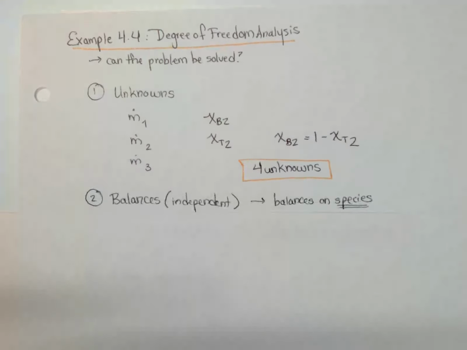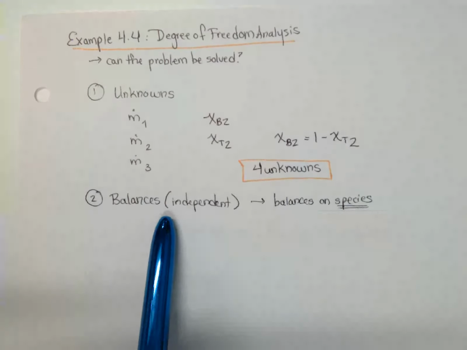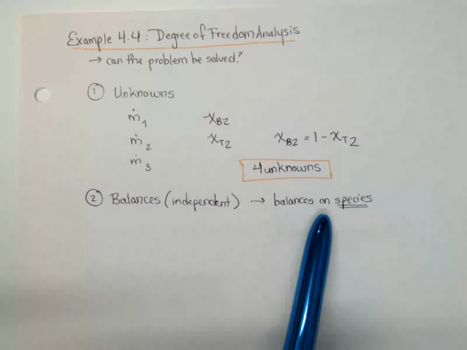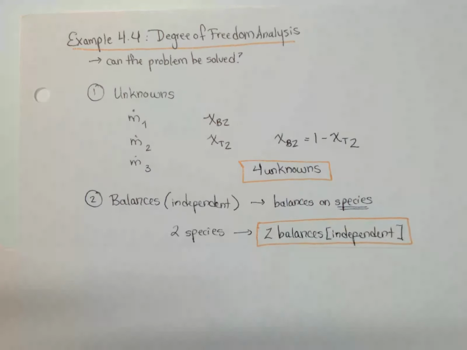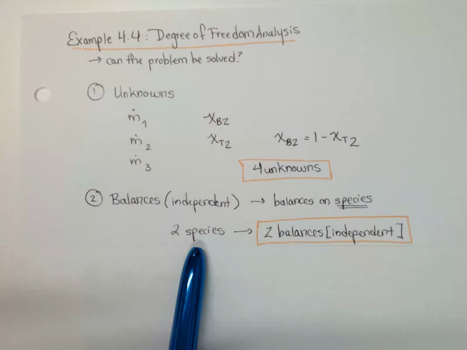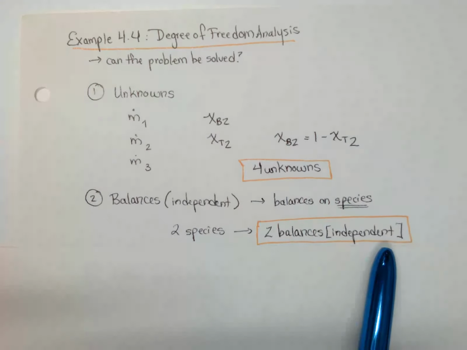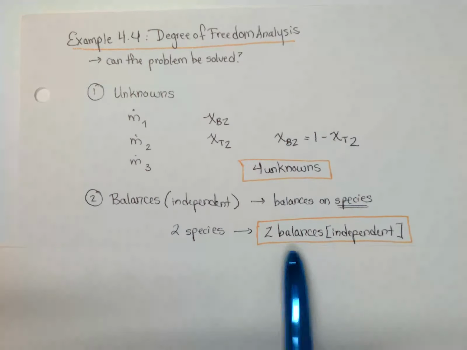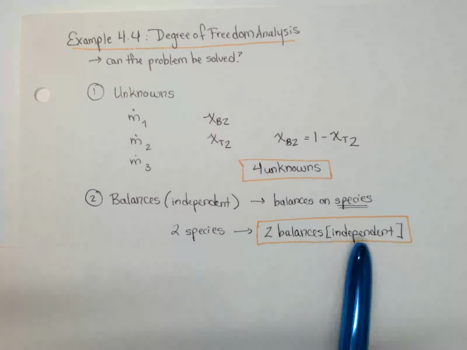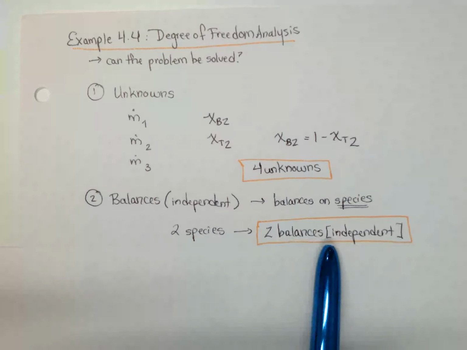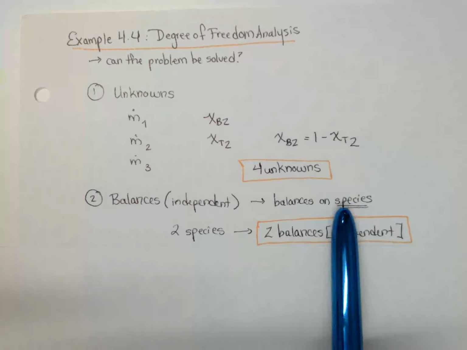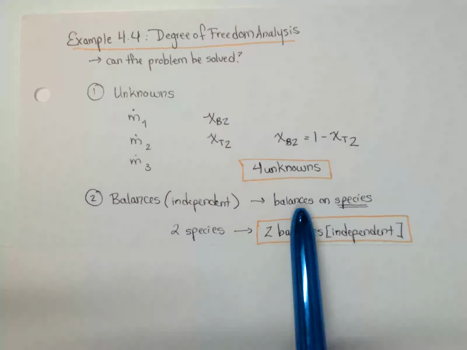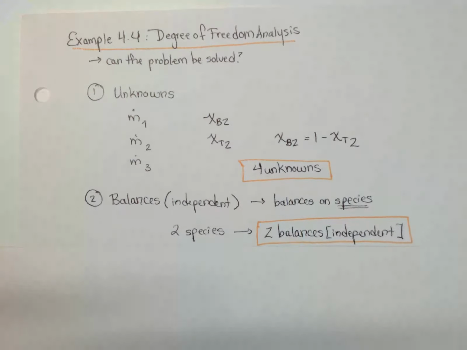The next thing that we do is we look at independent balances. The best way to think about this is balances on different species. That's key here. So let's look at our system. In our system, we have two species, benzene and toluene, which means that we can write two independent balances. Now, the overall balance cannot be an independent balance because it has both species, benzene and toluene. When we're looking for independent balances, we're talking about the number of species, because one will be only in terms of benzene and one will only be in terms of toluene. Therefore, they're independent of each other.